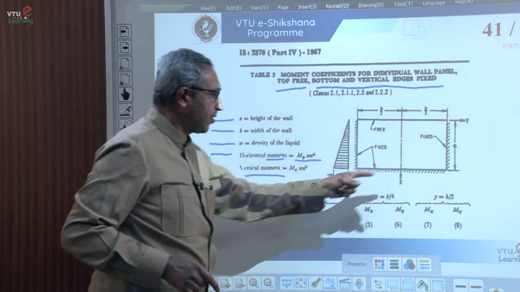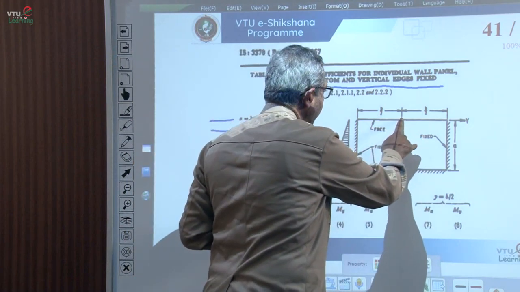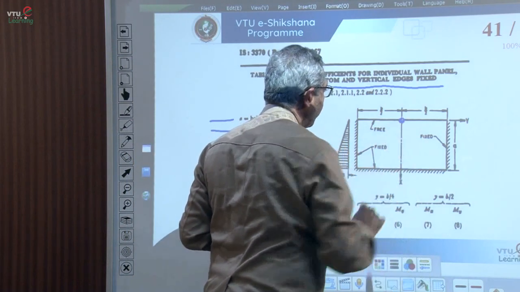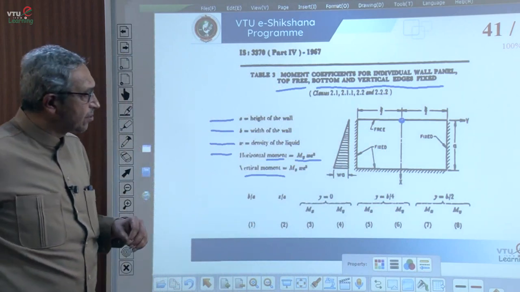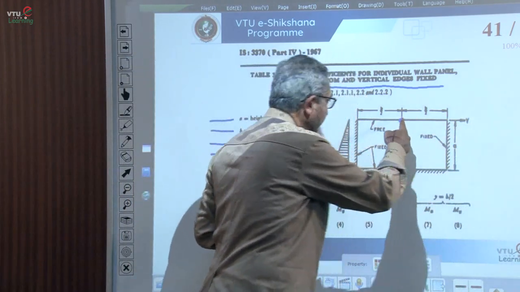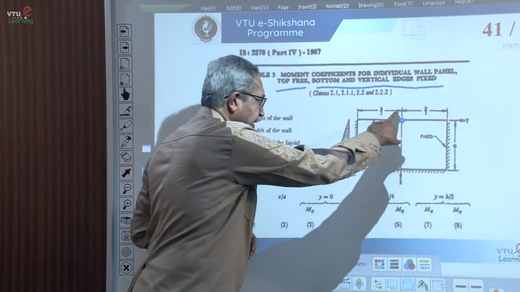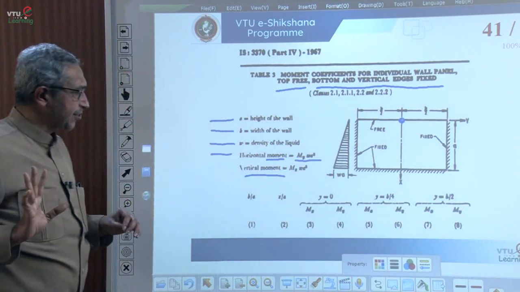Now with respect to axis, let us see this. Now this is the origin. This point what I am showing there refers to the origin, and this is the y axis and this is the x axis. This refers to y axis and this refers to x axis.